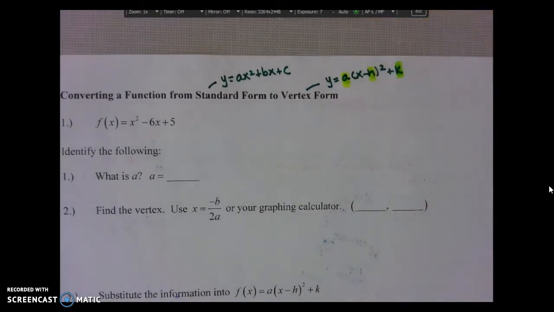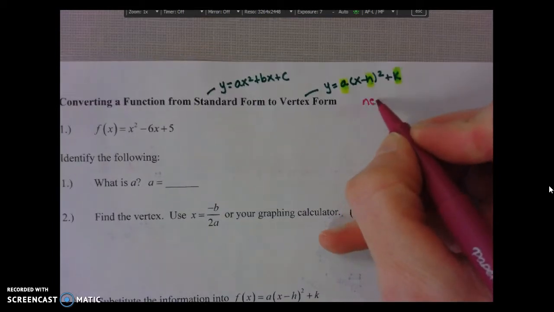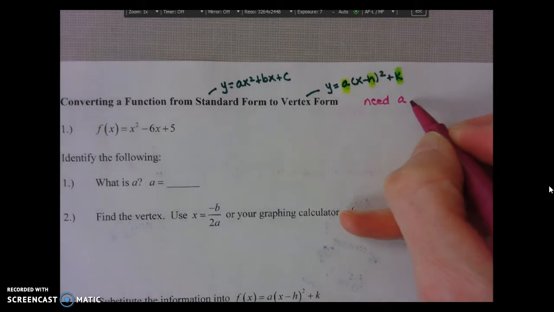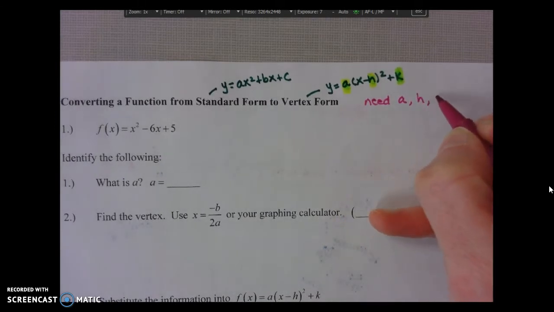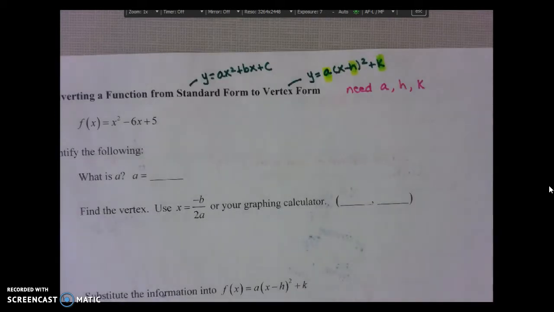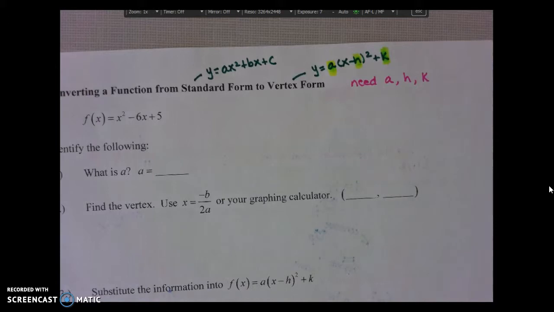To convert something into vertex form, we need A, we need the letter H, and we need the letter K. If we can find those three numerical values, we can easily rewrite a function in this form.